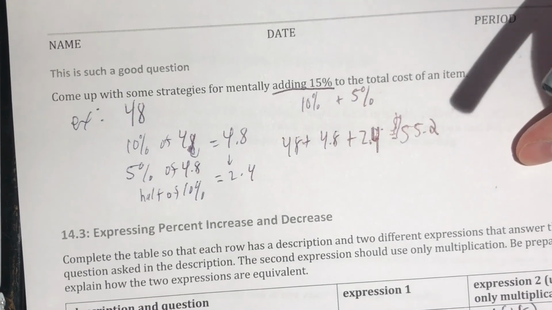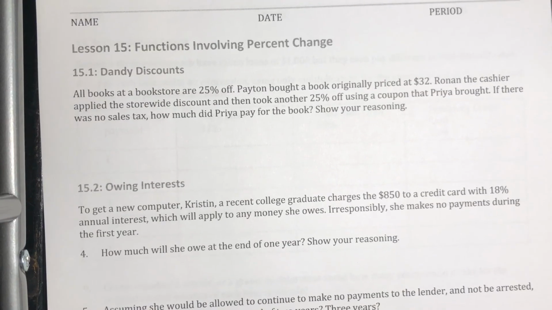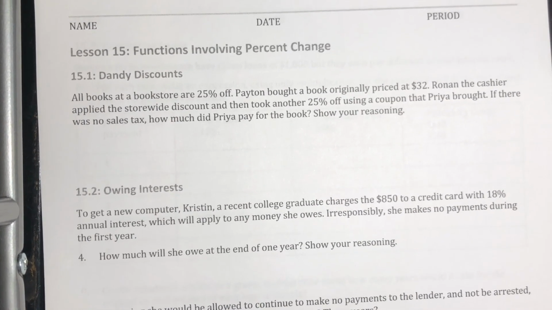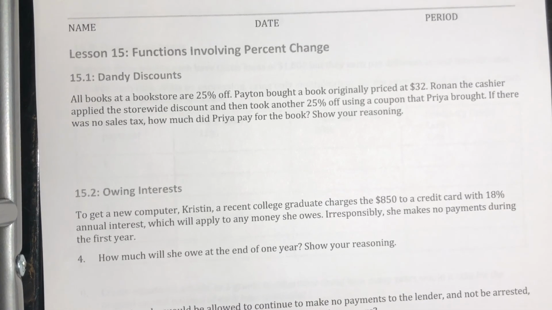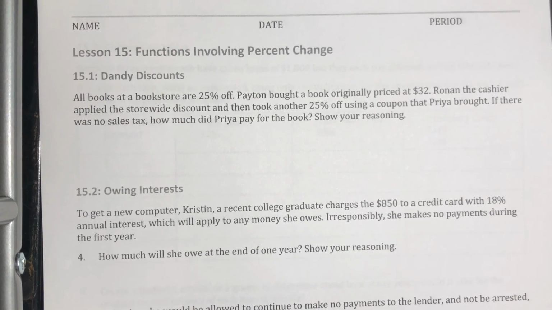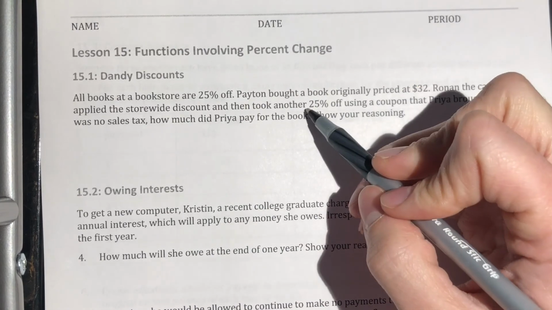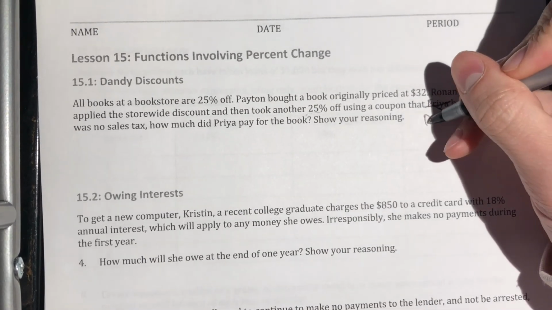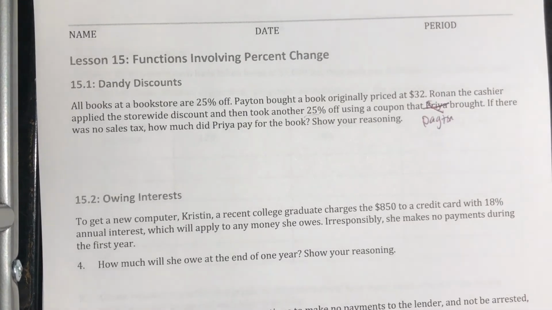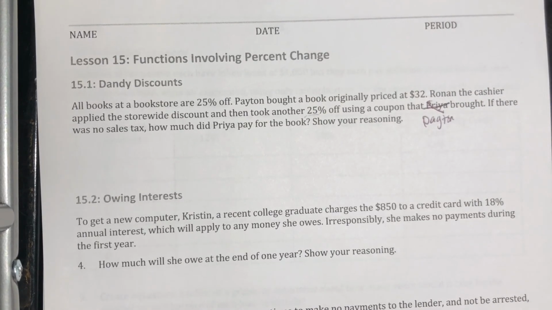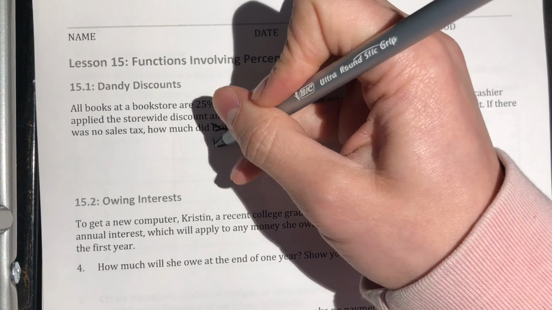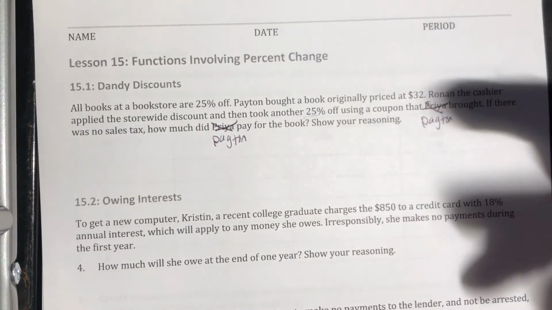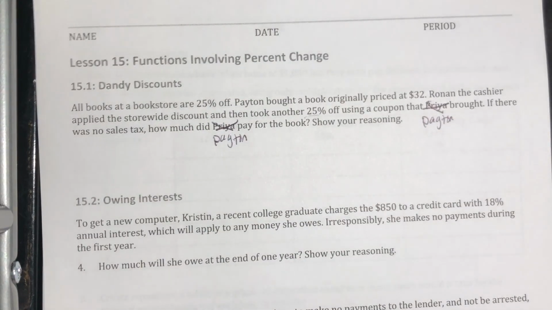Okay, next part of the lesson. All right, these dandy discounts. All books at a bookstore are 25% off. Peyton bought a book originally priced at $32. Ronan, the cashier, applied the store-wide discount and took another 25% off using a coupon. If there was no sales tax, how much did Peyton pay for the book? Show your reasoning.